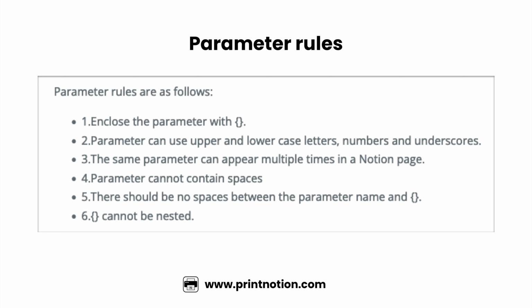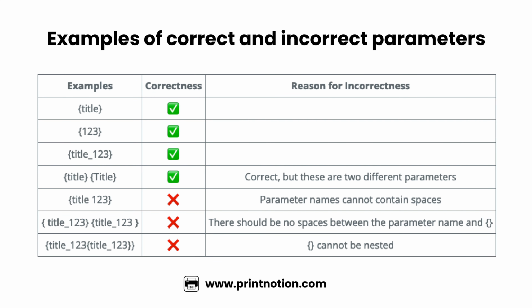Parameters should follow specific guidelines. 1. Enclose the parameter with curly braces. 2. Parameters can use upper and lower case letters, numbers, and underscores. 3. The same parameter can appear multiple times on a Notion page. 4. Parameters cannot contain spaces. 5. There should be no spaces between the parameter name and curly braces. 6. Curly braces cannot be nested. Here are examples of correct and incorrect parameters.